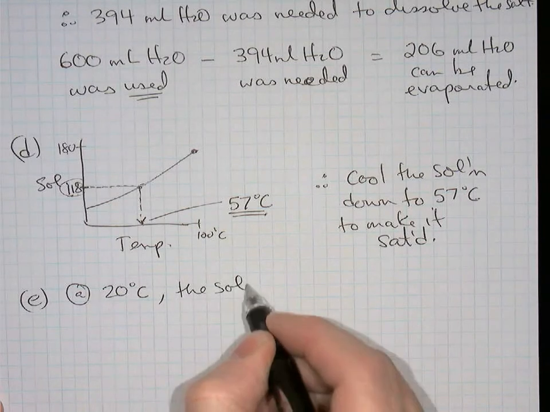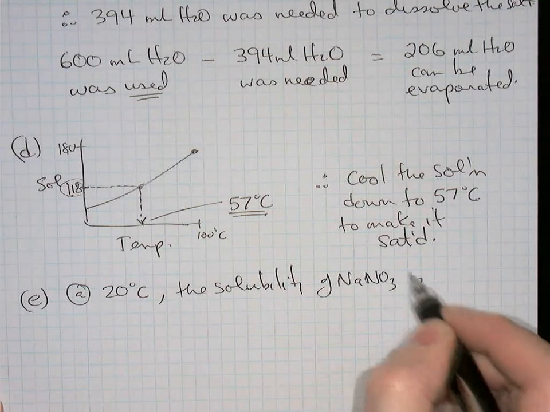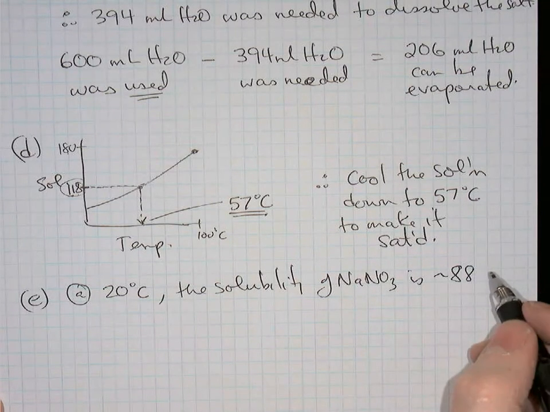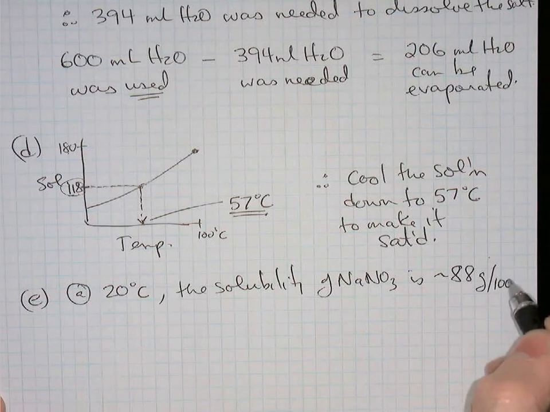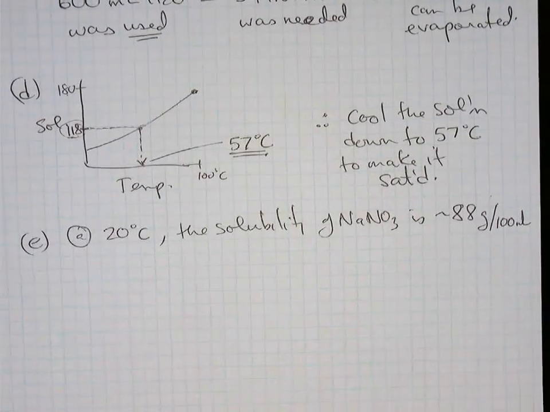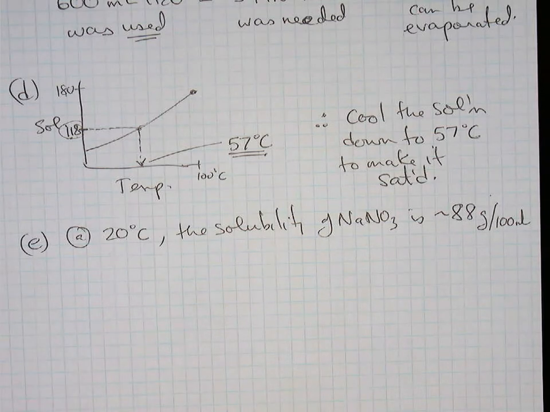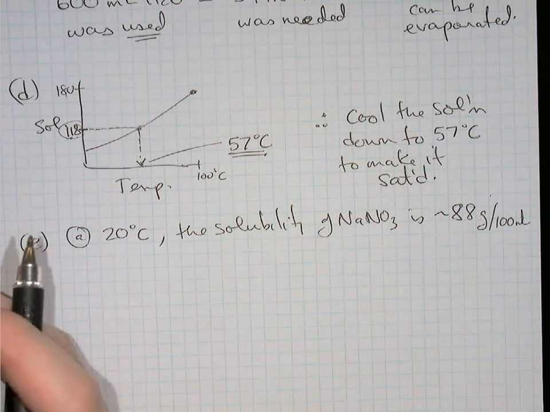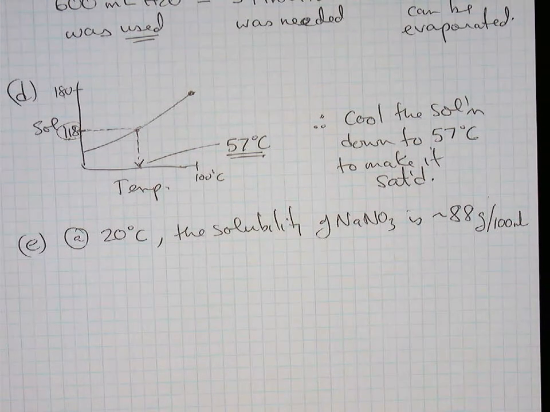So the solubility of sodium nitrate is about 88, I think I just said, grams per 100 milliliters. Now, when you cool it, you will see a precipitate form. So the amount of salt dissolved in the water is changing because it's precipitating. But the amount of water is not changing. The amount of water in your test tube, in your beaker, is staying the same. It's the amount of salt dissolved in the water which is changing.